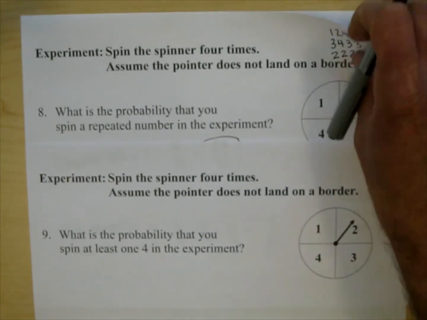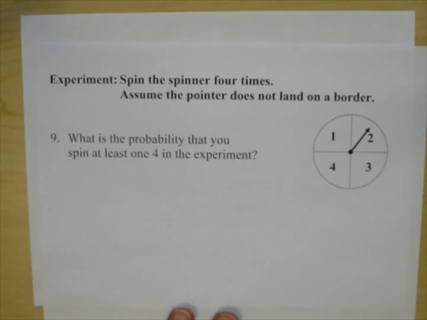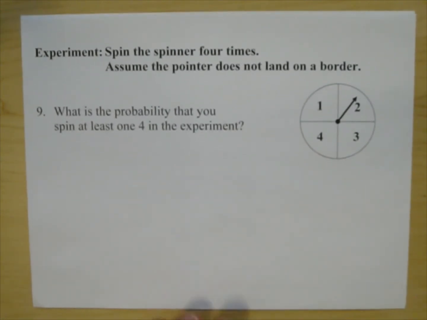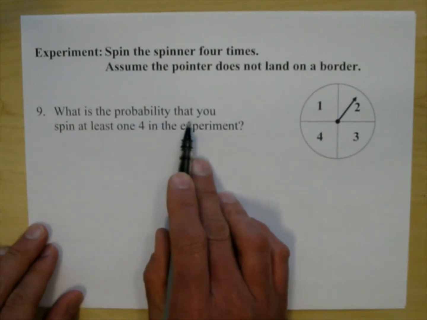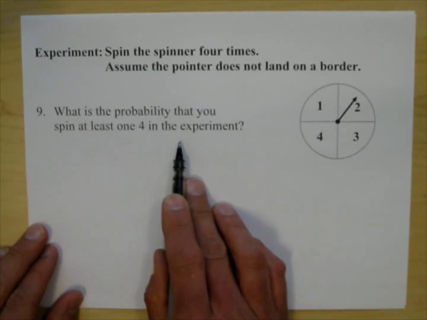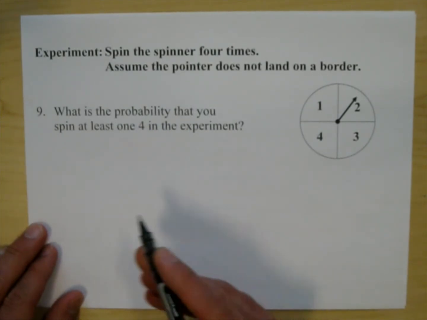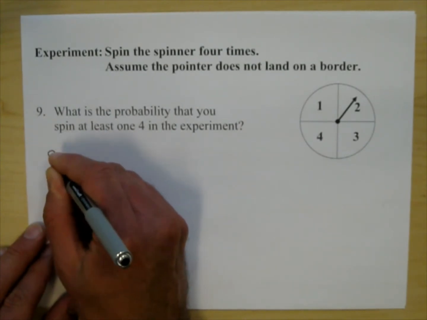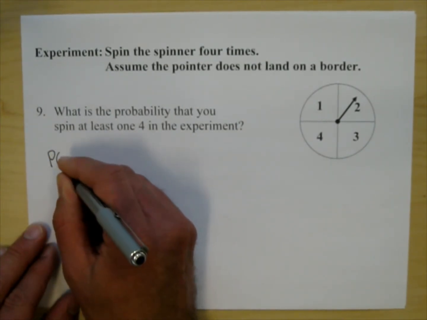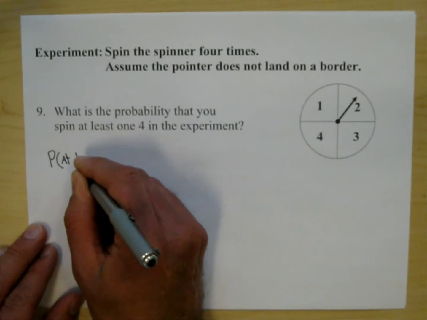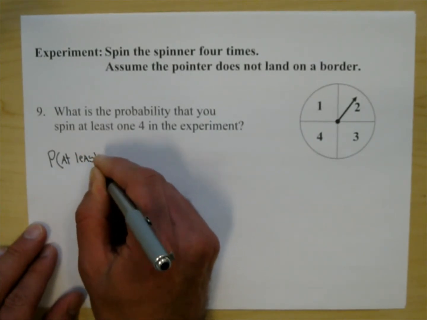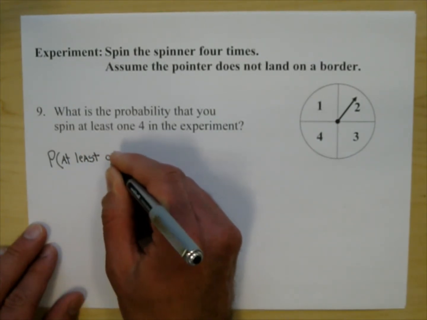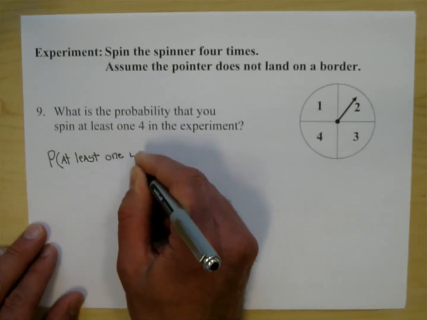So let's go ahead and do this one right here. And at any time you can pause the video and say, maybe I want to take a shot at this one here, and that wouldn't be a bad idea. What is the probability that you spin at least one 4 in the experiment? So let me go ahead and shorten that a little. The probability of at least 1 4.